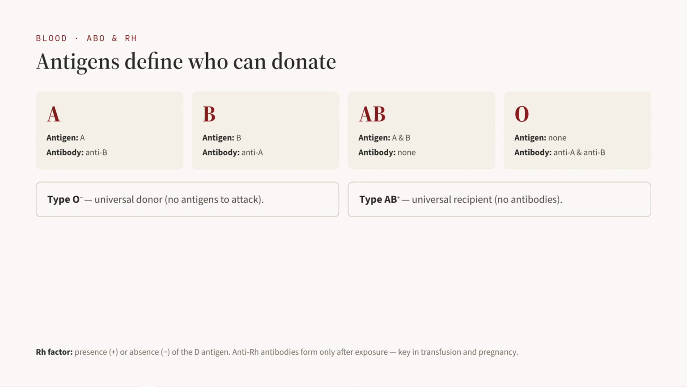That's why type O negative is the universal donor. No antigens to trigger a reaction. And type AB positive is the universal recipient, with no antibodies to attack. The Rh factor adds the plus or minus. It's whether you carry the D antigen. Anti-Rh antibodies only form after exposure, which is why Rh matters so much in transfusions and in pregnancy.